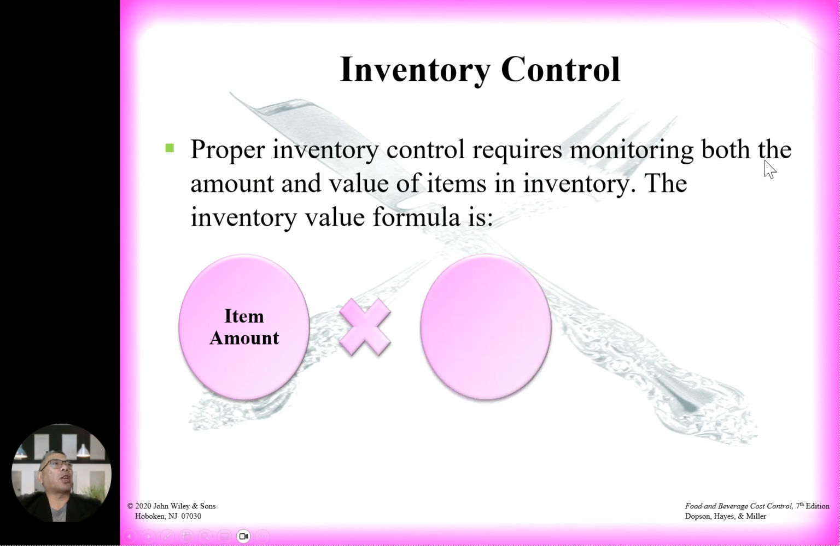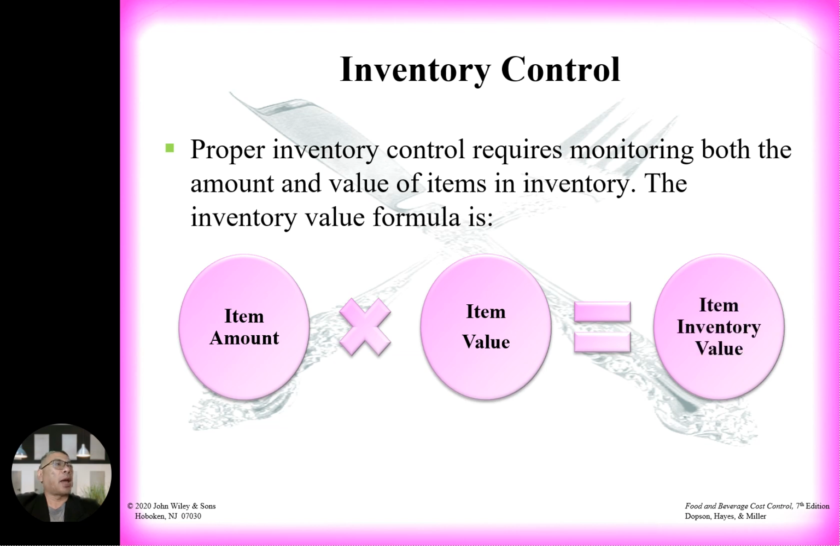Inventory control requires monitoring both the amount and value of items in inventory. The inventory formula is: item amount times item value equals item inventory value.